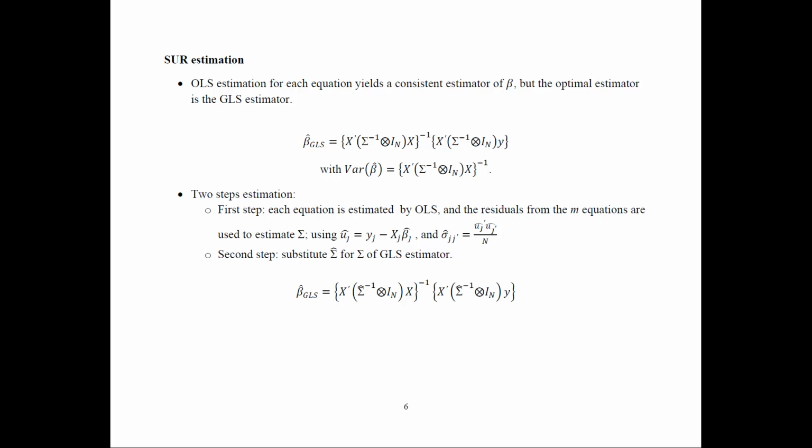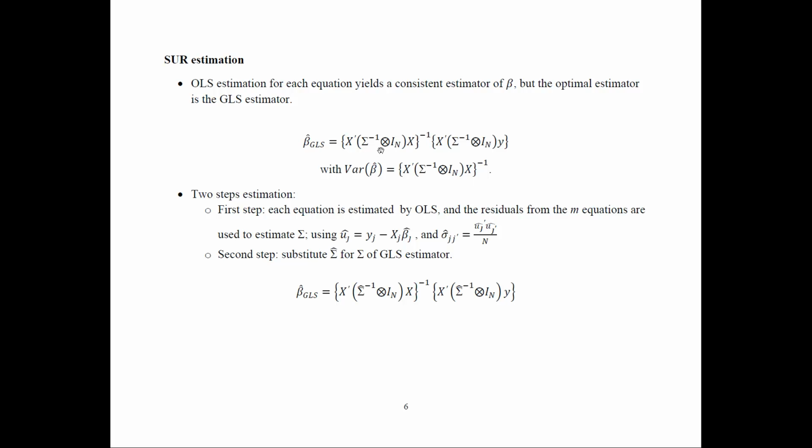So here's how SUR estimation is done. First, we could estimate an OLS regression, which would yield a consistent estimator of beta, but the optimal estimator here is the GLS estimator. For the GLS estimator, we would have X prime, and then this variance covariance matrix that I talked about in the previous slide. So we would have X prime, this variance covariance matrix inverse, X, inverse, X prime, again the same expression, Y. And again, the variance of beta would be equal to this expression.